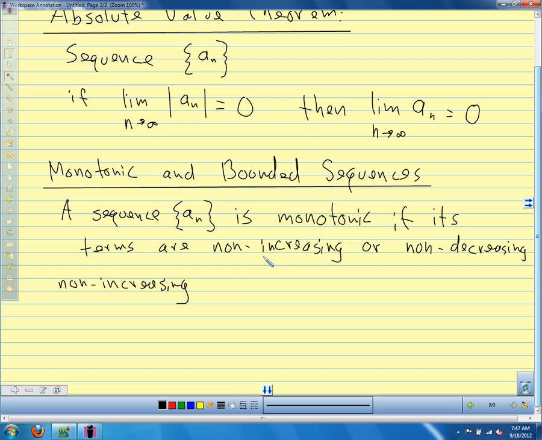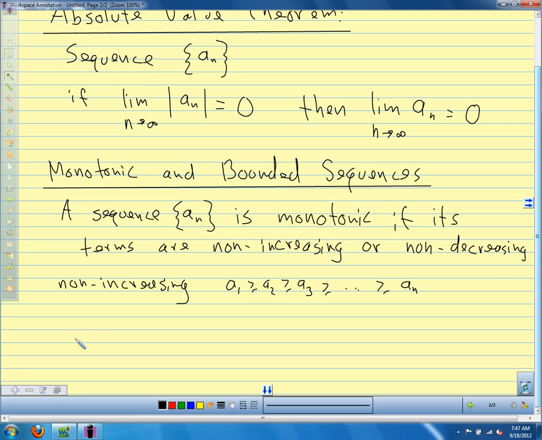So non-increasing means that a sub 1 is greater than or equal to a sub 2, greater than or equal to a sub 3, greater than or equal to ... greater than or equal to a sub n. So the value of the terms is either constant or it's going down with each term.